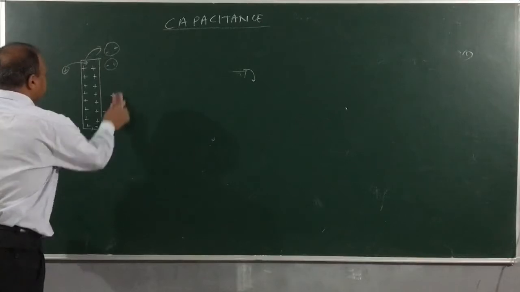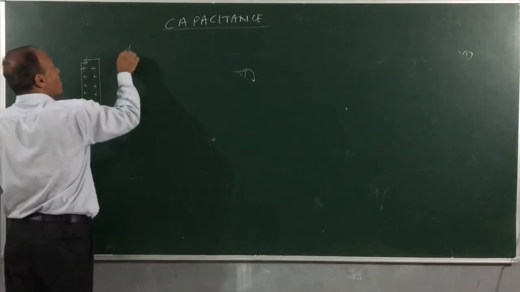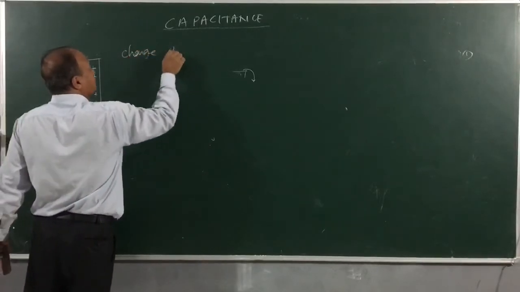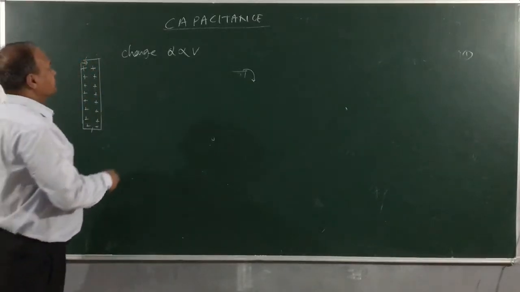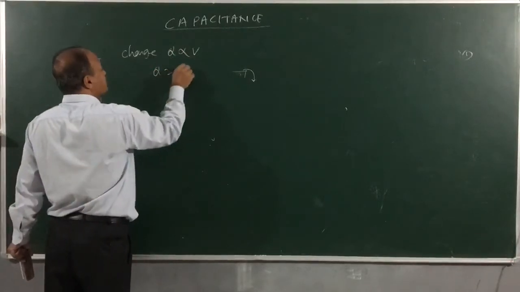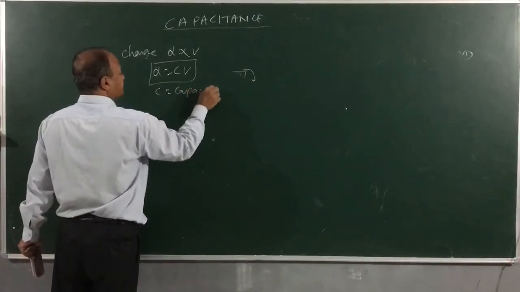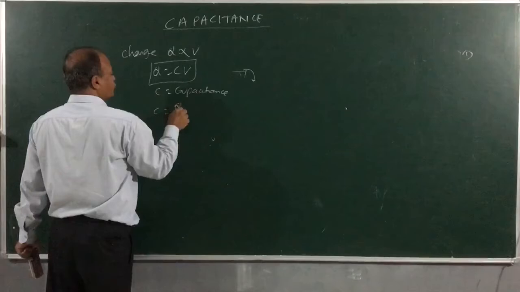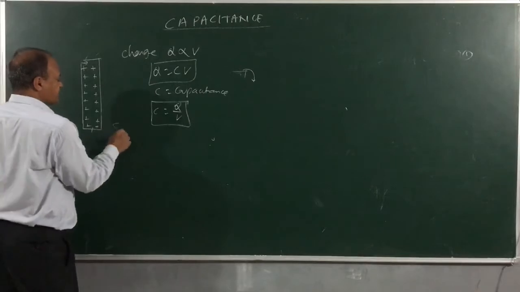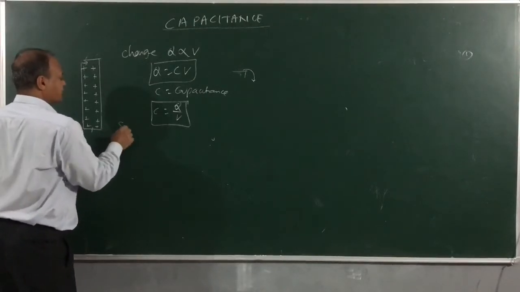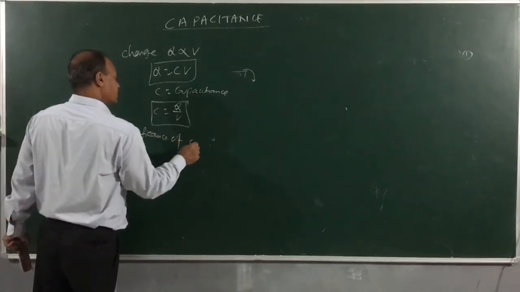We can start by saying that charge Q will be directly proportional to potential of the conductor. So Q is equal to C V. Now this C term is called capacitance of the conductor, and C becomes Q by V. Right? Now, what is significance of C, of capacitance?